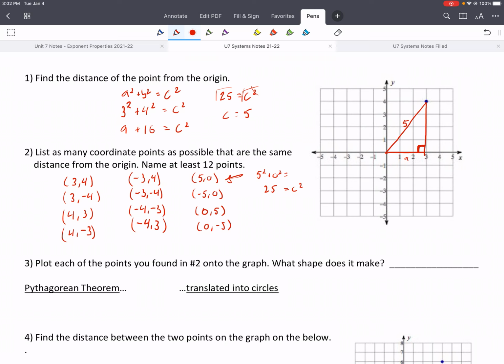Okay, so if we plot all of these points, I'll do that quickly just so we can go on. I'm plotting all of these points.